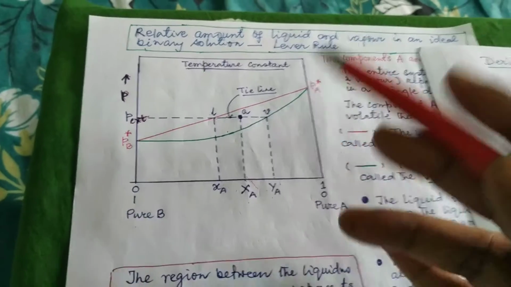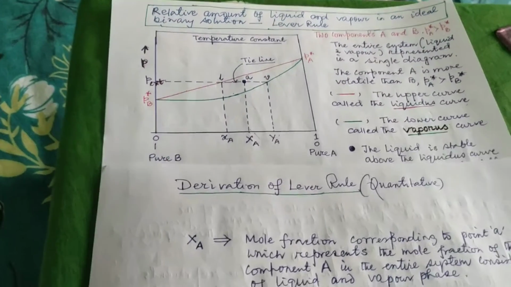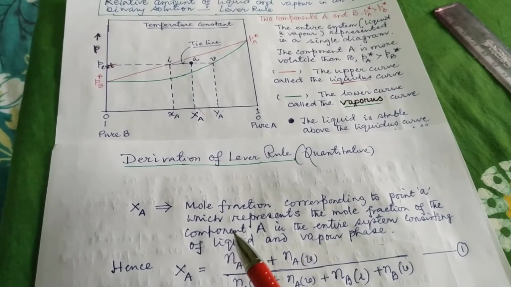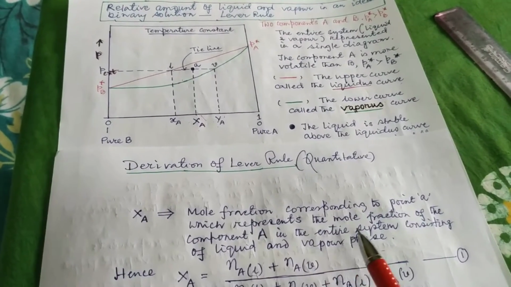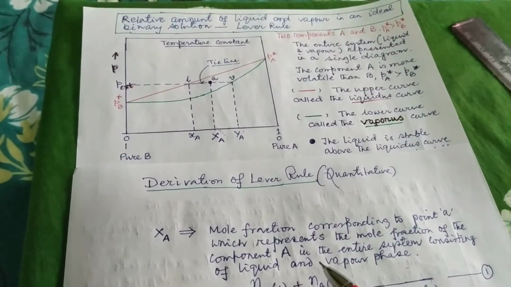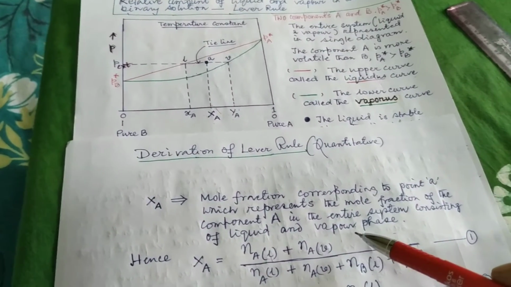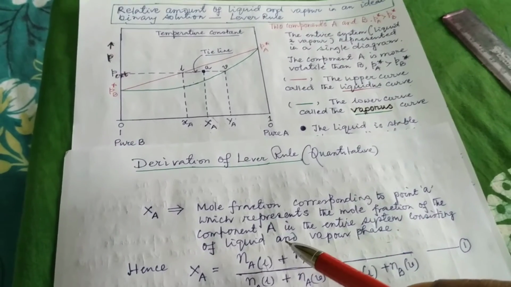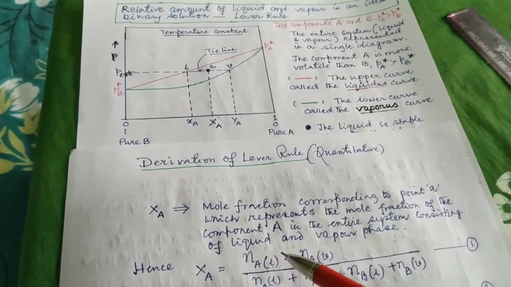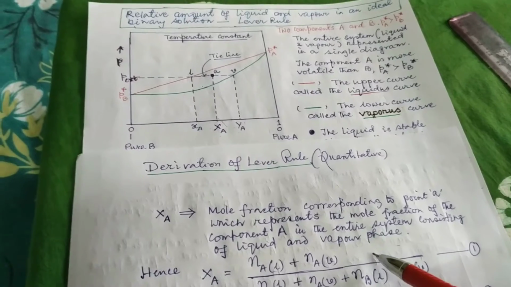This mole fraction XA actually corresponds to a point A, which represents the mole fraction of the component A in the entire system. So actually this capital XA represents the mole fraction of the component A in the entire system consisting of liquid and vapor phase. So we have to consider both the liquid and vapor phase.